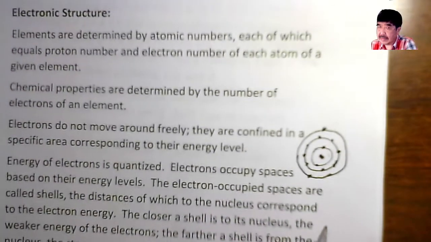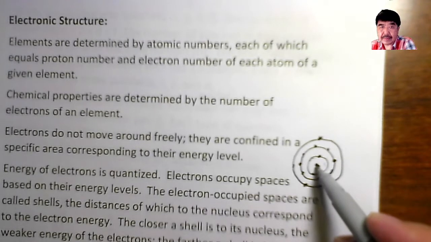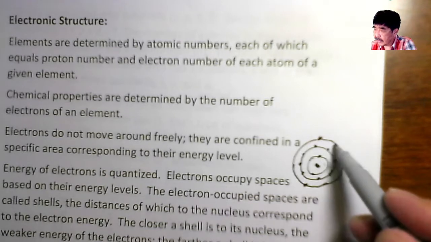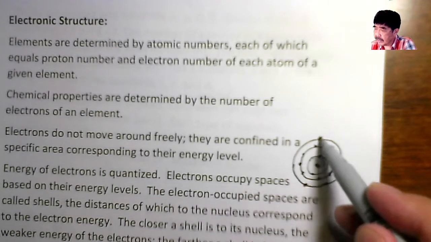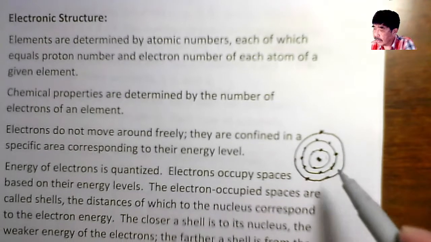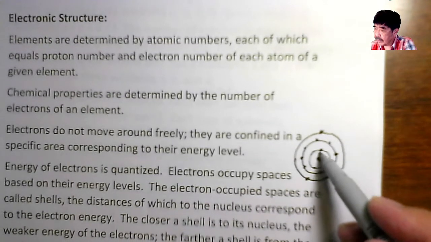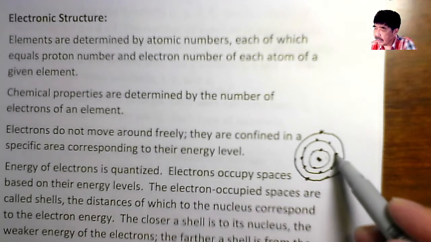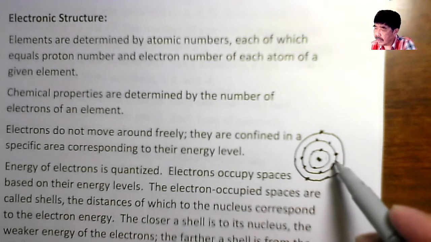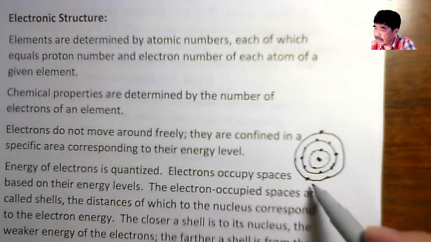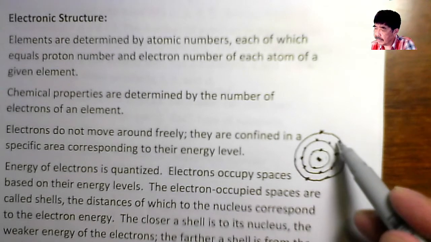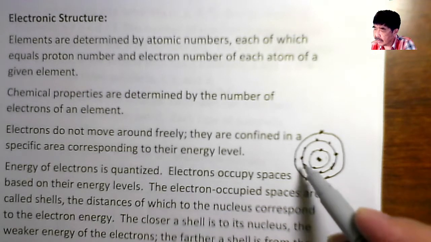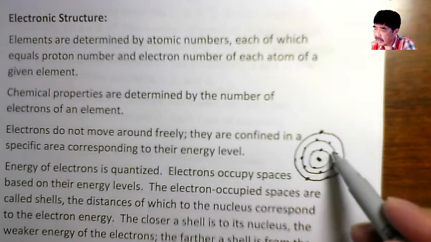You can take a look at this cartoon. The nucleus is here, and the first shell, the second shell, and the third shell. The dots represent the electrons. The first shell has the lowest energy level. The electrons of the second shell are higher than the first one, and the electrons of the third shell have a higher energy than the electrons on the second shell.